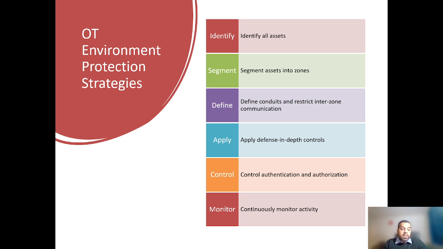Control, authentication, and authorization. You should always have least privilege enforced within the OT network, and a strong identity management solution should be used. Continuous monitoring is also very, very important. You have to detect what are the anomalous and suspicious behaviors in each zone within the OT network, and how to respond to those suspicious activities. So I would say these five or six OT protection strategies are the backbone for any strong OT cybersecurity program.